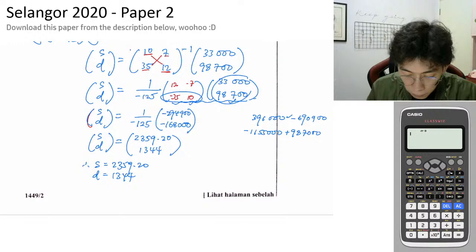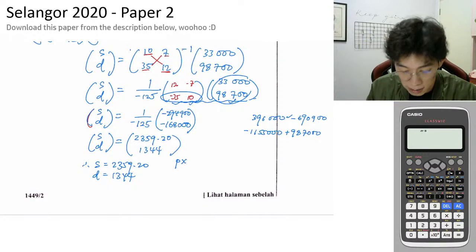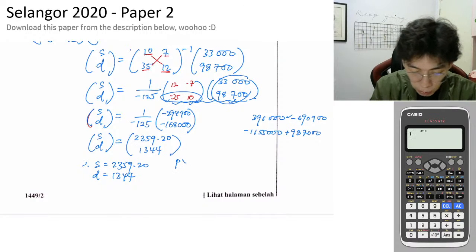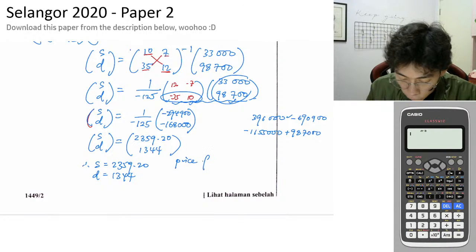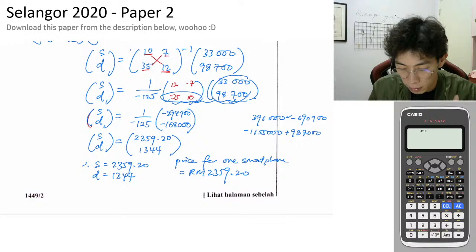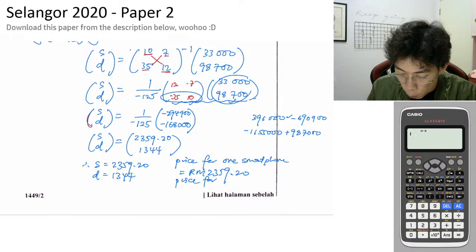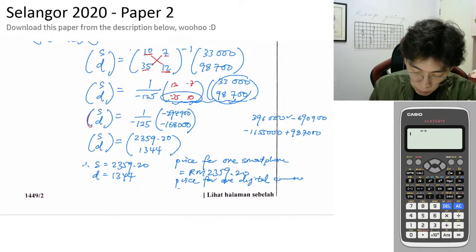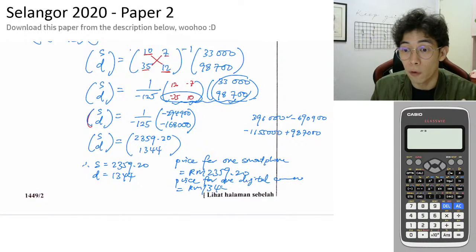You have to write: price for one smartphone equals to RM 2359.20. You must write that. Price for one digital camera equals to RM 1344.